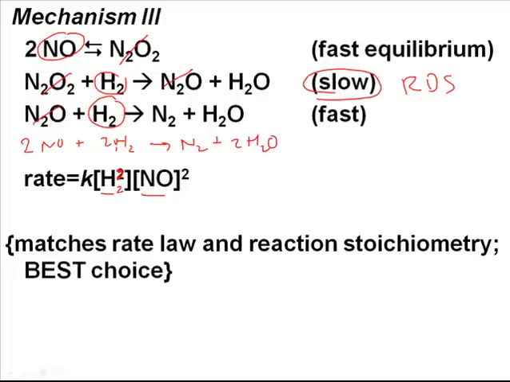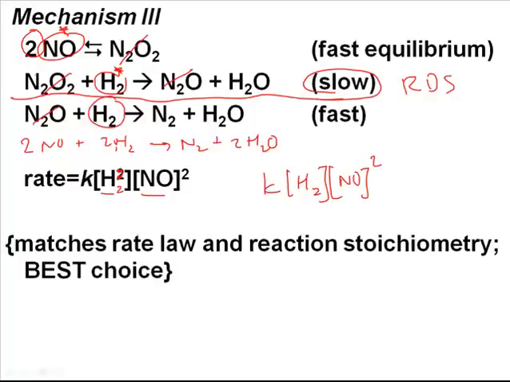So the H2 here, this H2, and these 2 NOs are involved with the rate because that's the slow step. What's below it is not involved with the rate. So that's why it's K times the H2, not squared, and then the NO is squared because of the 2 coefficient there. Yeah, mechanism 3.